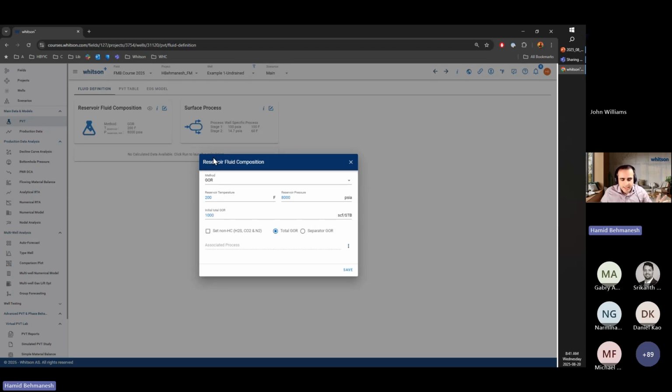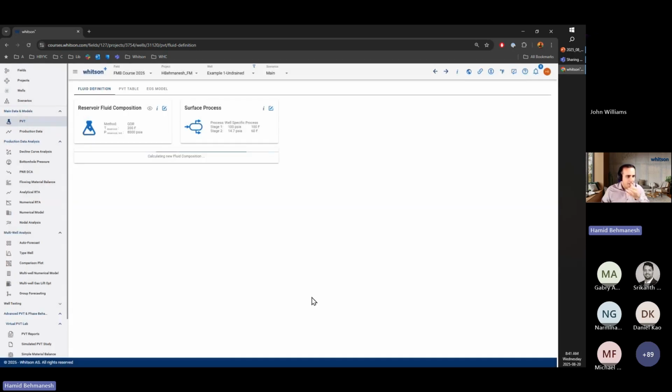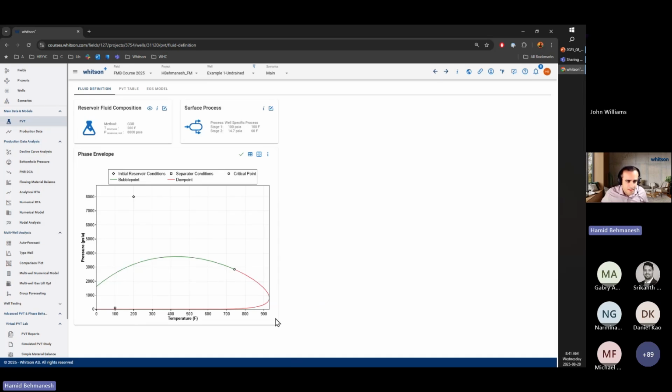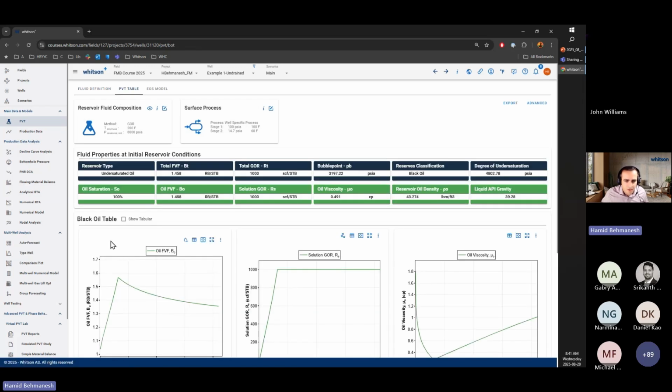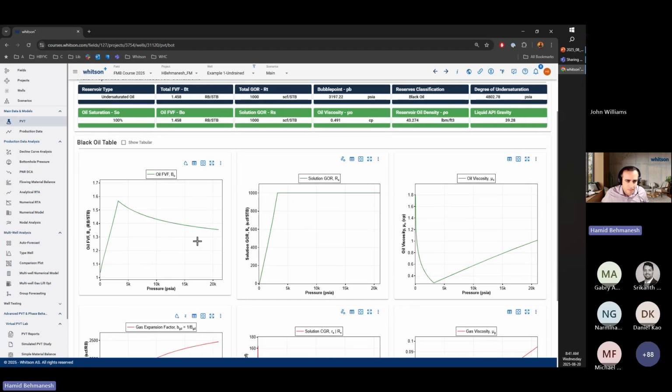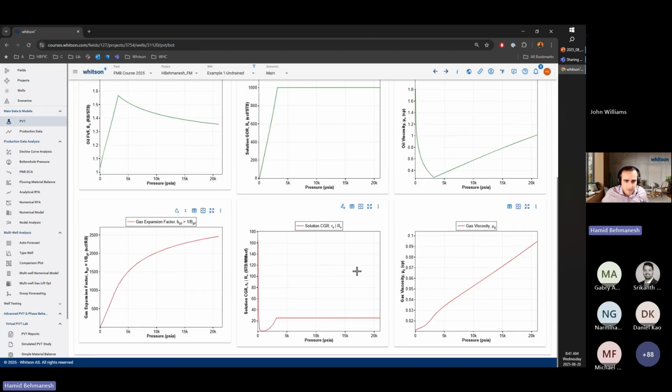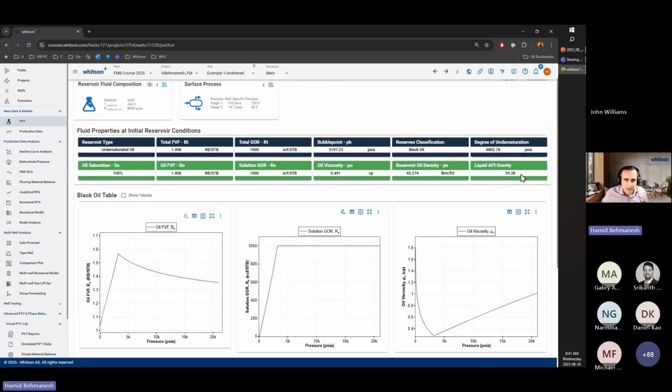We have a separate course dedicated to PVT, so I'm not going to go through individual parts of these, but the method of initialization is called GOR, and my initial GOR is 1000, with initial reservoir pressure and temperature. Simply click on save, and you will end up with this phase envelope. This is my phase envelope, bubble point, dew point, initial reservoir pressure. If you go to the PVT table, these are all the information for oil and gas: BO, RS, viscosity for oil and gas, and some information about my initial fluid. It's undersaturated. This is the bubble point. This is classified as black oil, and the degree of undersaturation is this. So this is my PVT.